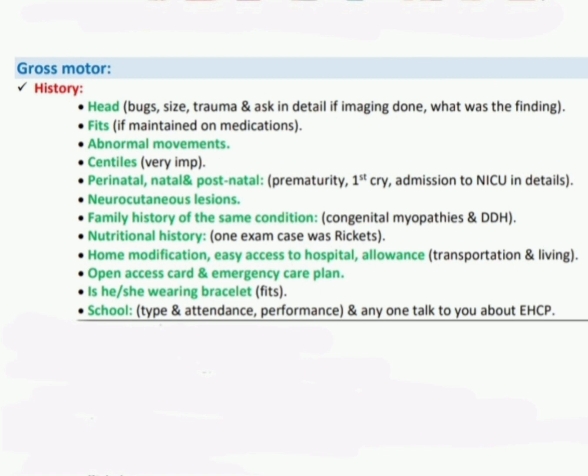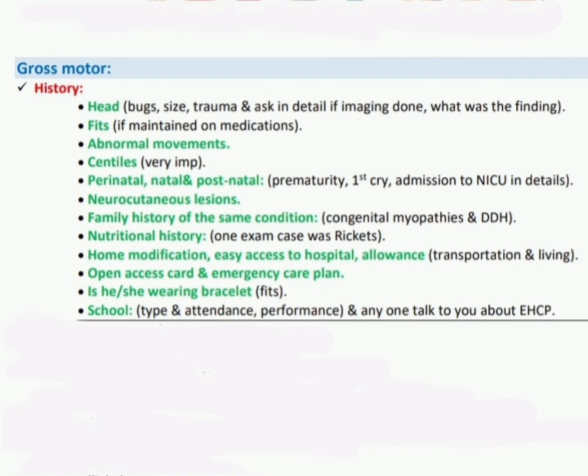I am again repeating, in gross motor what history we ask. First head, the bugs, size, trauma, and ask in detail if imaging was done, what was the finding. Fits, if maintained on medications. Any abnormal movements. Milestones are very important. Perinatal, natal and postnatal history, that is prematurity, fast cry, admission to NICU in detail.